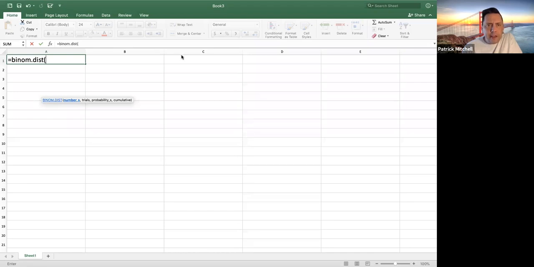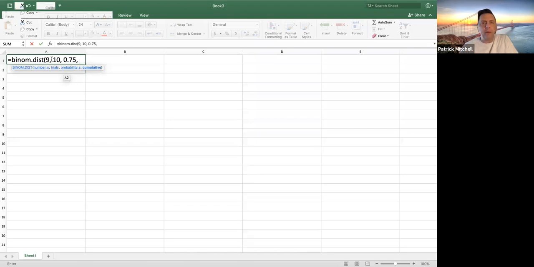All right, here I am in Excel. I've just gone ahead and typed in the name of this formula, which is BINOM for binomial, .DIST, D-I-S-T. And here it's helping me with the parameters for that formula. The first one is the number of successes, so I'm going to put 9. Next is the number of trials, which is 10. The probability of success is 0.75, and now it's asking me whether I want a cumulative value. I'm going to put true.